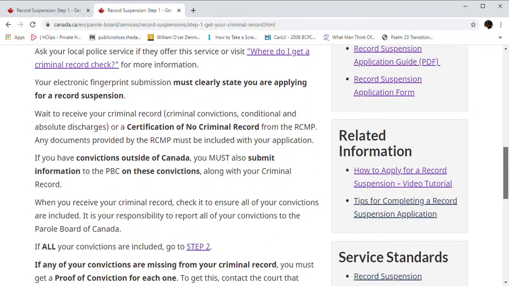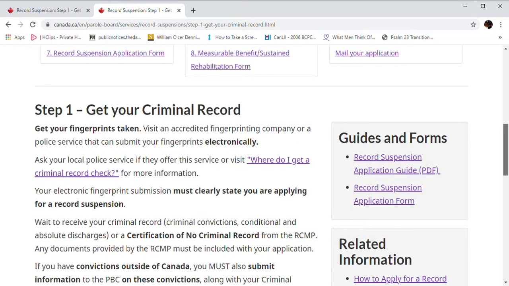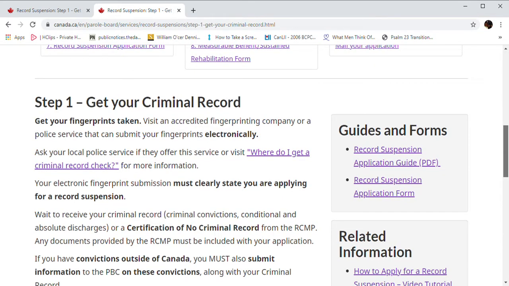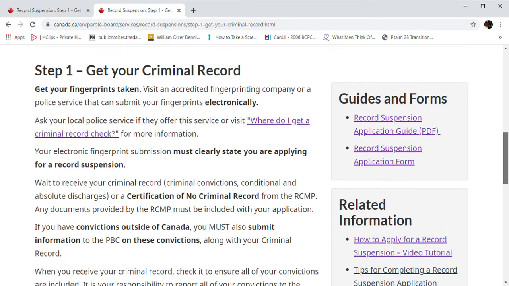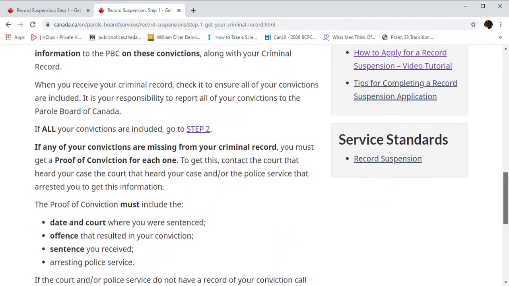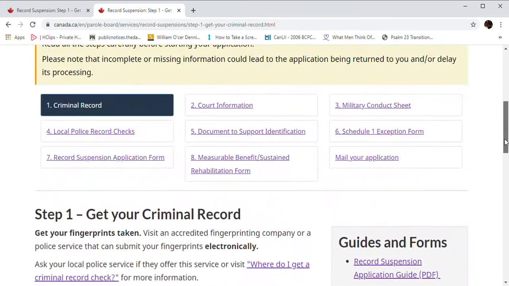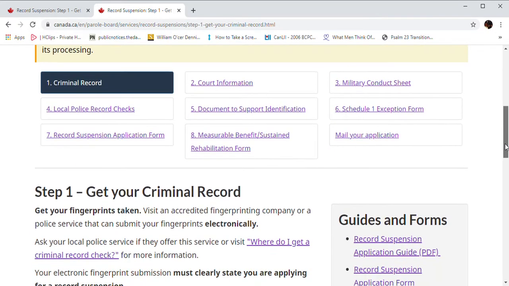So okay, the first thing you do is get your criminal record. Basically, you go to your RCMP detachment or a fingerprinting business, and you tell them I need digital prints done for record suspension, or you can say pardon, whichever you want. Either way, you need digital prints done to get this pardon application completed. So that's a given. Okay, then let's go to the court information sheet.